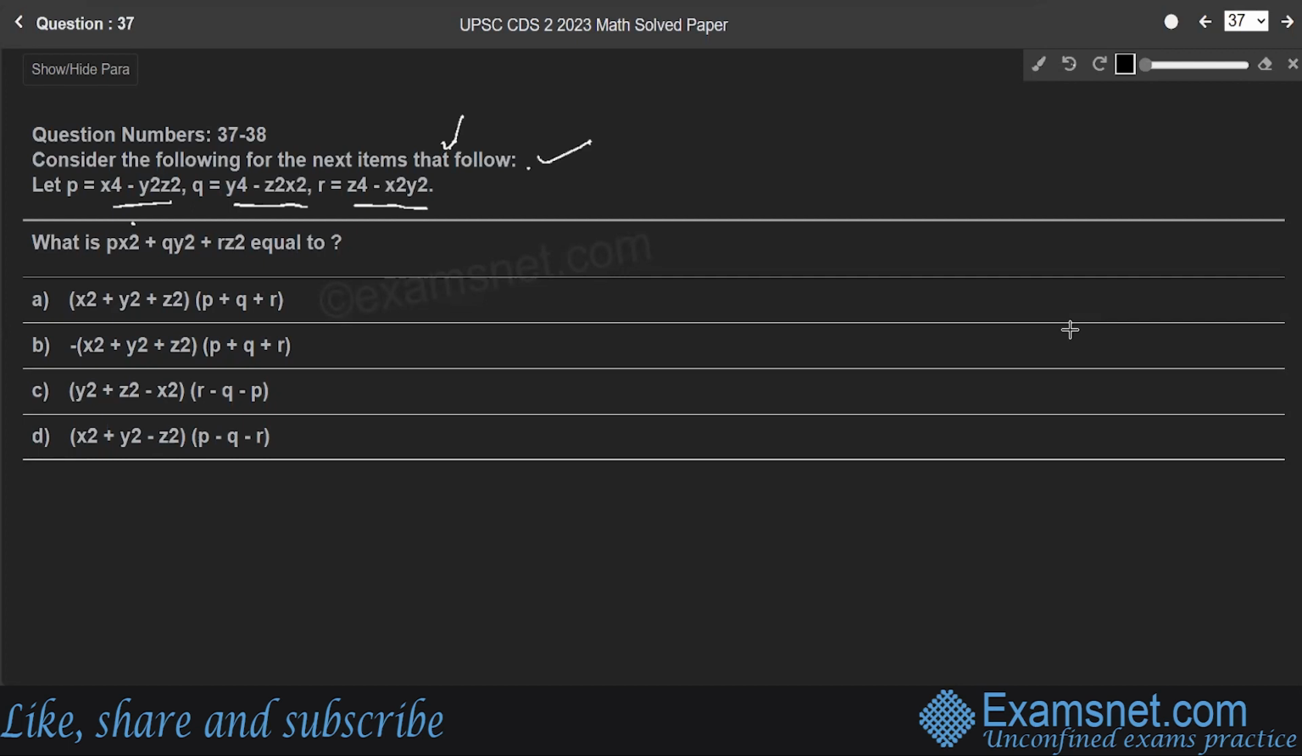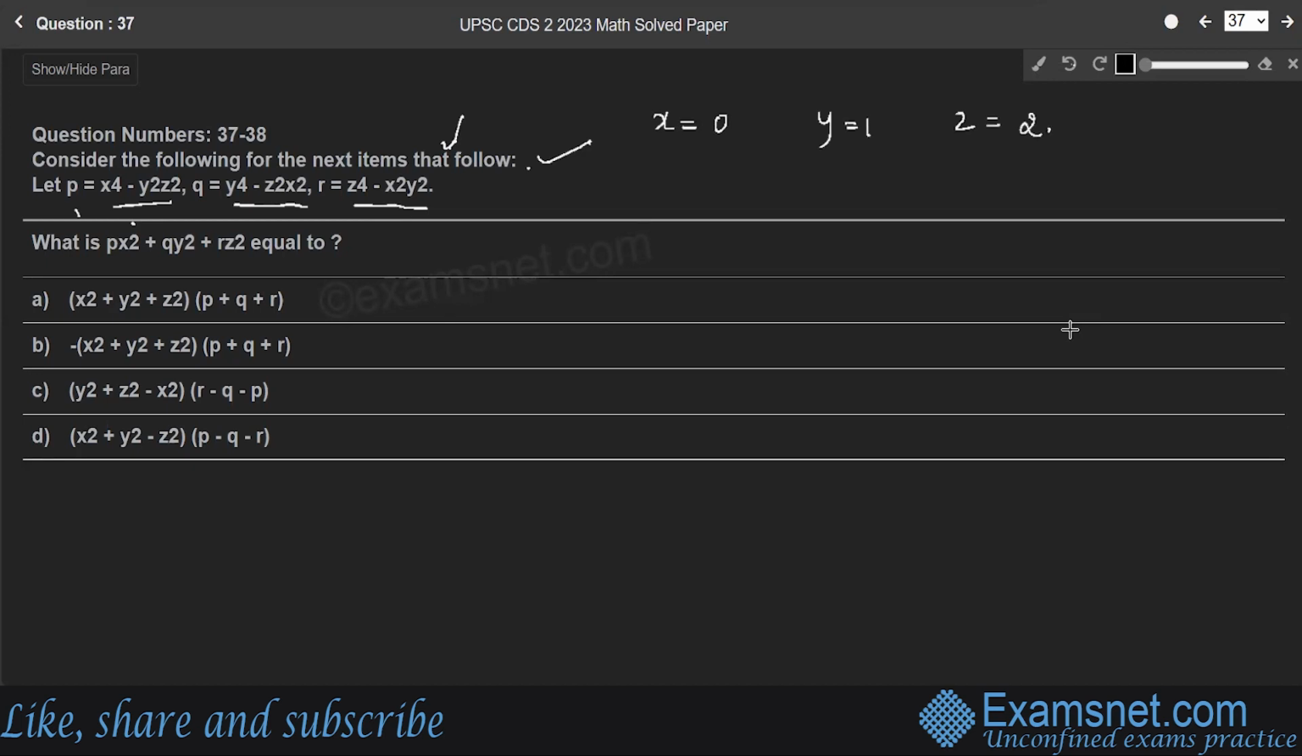All right. So here students, the best method is, let us assume the values for x, y and z. Any value you can assume, right? You can assume x as 0, y as 1, z as 2, right? Any value can be assumed, or x as 1, y as 2, z as 3, right? Or all the values as 1, 1, 1, right? So here I'll keep x as 0, y as 1, z as 2, right?